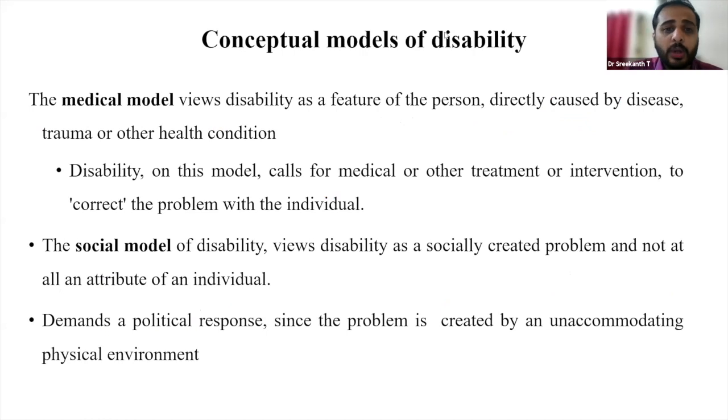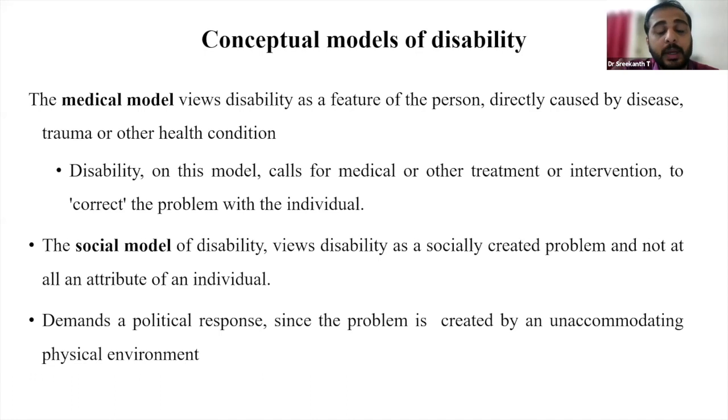So if you look at the conceptual models of disability, because when we practice in this area, different models have come up over a period of time. The initial model, in the 1940s or 1950s, was the medical model, where this philosophy says that disability comes out of a medical condition. So if you treat that medical condition, the person's disability might vanish. You have to focus on the medical condition and treat it, and then the person will not have any form of disability. That is one of the first models we were practicing earlier.